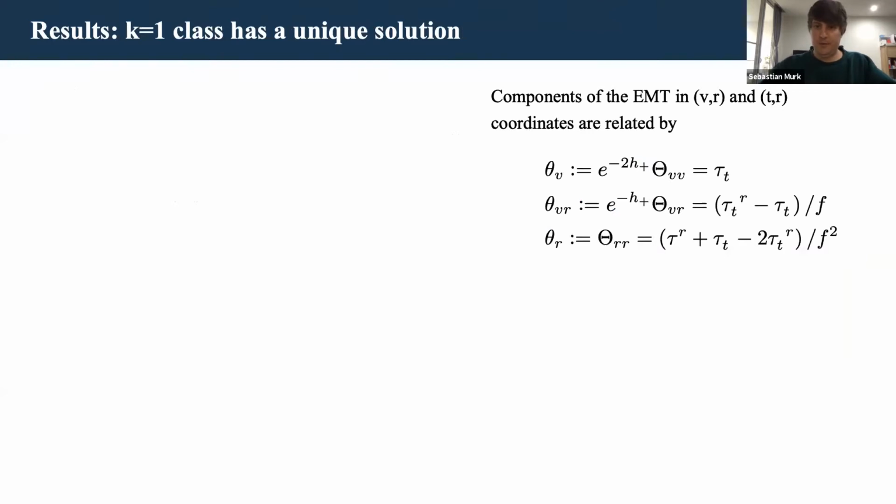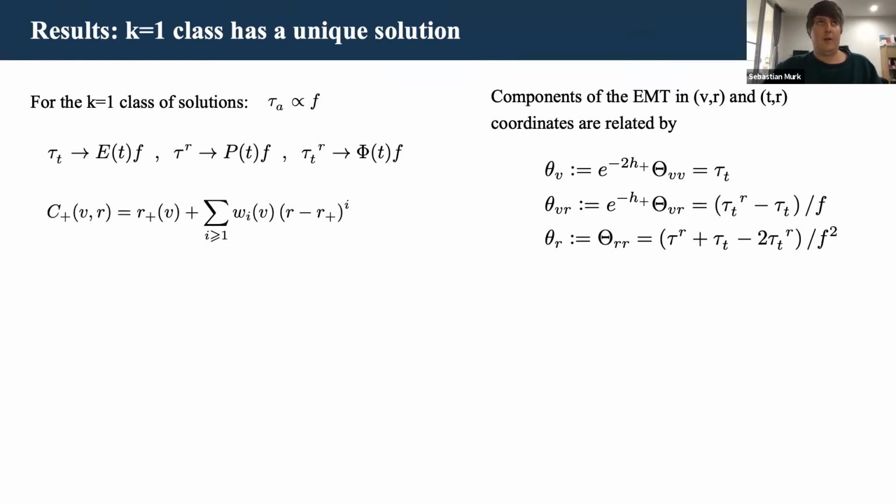And speaking of coordinate transformations, we actually also know of some relations that relate energy momentum tensor components in VR and TR coordinates. And those are the 3 that I've written down here. Those are the 3 relevant ones in spherical symmetry, I should say. And if we consider the K1 class of solutions, then these tau functions will scale as f to the power of k, but k is just 1. So they just scale with f. If you write it down explicitly, it looks like this, where E, P, and phi physically just correspond to the energy density, the pressure, and the flux at the apparent horizon.